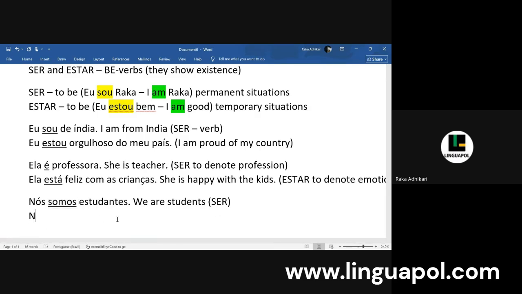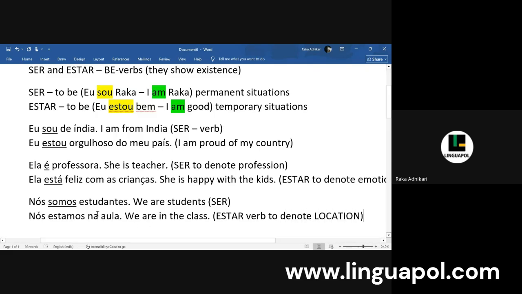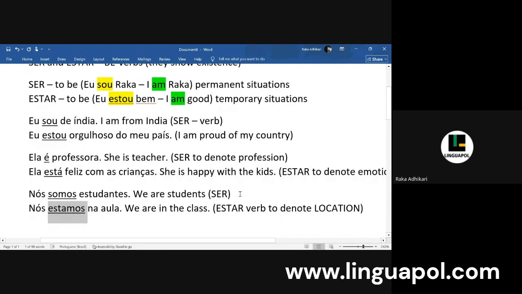In the second sentence, let me say, nós estamos na aula. It means we are in the class. Now here we are talking about location. So we are using the star word to denote location. So why am I using the star word? Is star permanent or temporary? Which one is it? Temporary, right. Okay. So star is the temporary one.